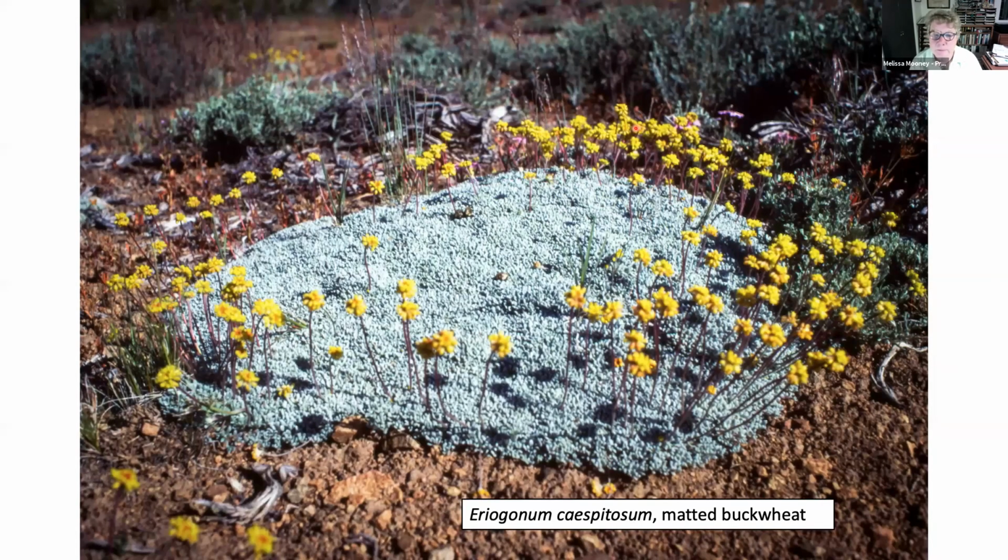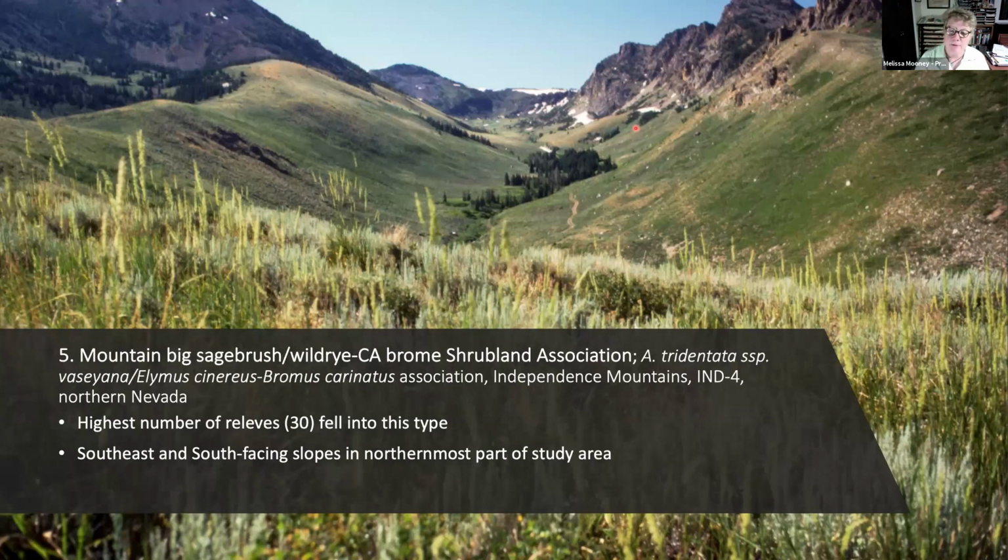And I happen to be an Eriogonum buff, and this is where we found this really cute little Eriogonum cespitosum, matted buckwheat, in the Pine Grove Hills near Mono County. The 5th type, and remember there's only 7, so we only have a couple more to go. Mountain big sagebrush, wild rye, California brome. And we had 7 sample sites here in the Independence range. This had the highest number of releves, this particular type.